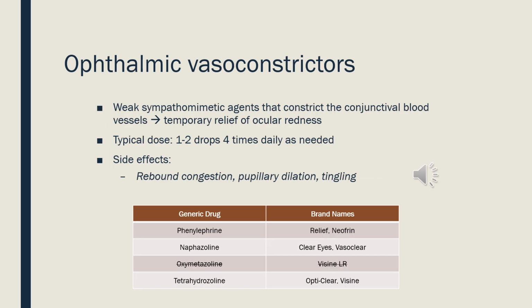Ocular vasoconstrictors provide temporary relief of ocular redness. Their typical dose is 1 to 2 drops up to 4 times a day as needed. Side effects include rebound congestion, and therefore these agents should not be used for more than 3 days due to this rebound redness. They can also cause pupillary dilation and tingling in the eye.